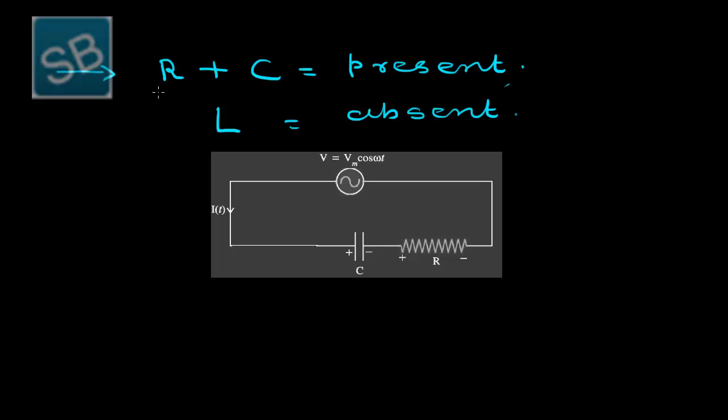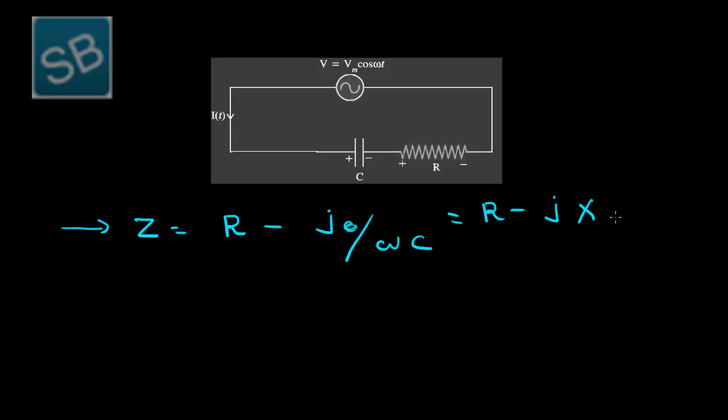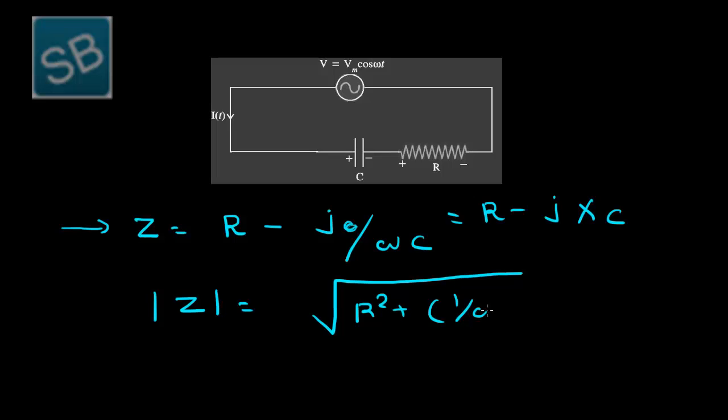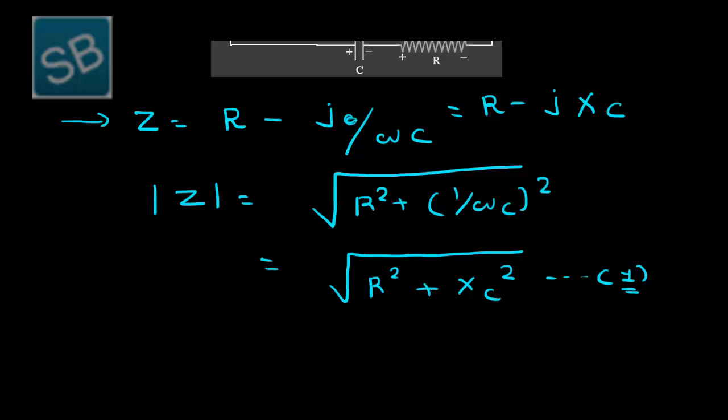And as presented, now I am going to discuss the impedance of this circuit. So here Z will be dependent on R and the value of j over omega C, that is equal to R minus j into Xc, because 1 over omega C is the value of Xc. Therefore, the magnitude of Z is equal to under root R square plus 1 over omega C whole square, that is equal to under root of R square plus Xc square. So this is equation number 1.